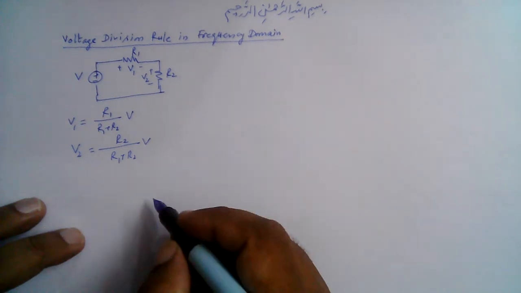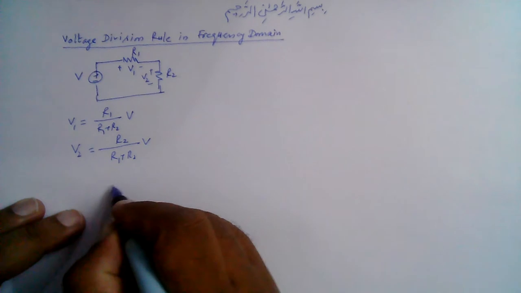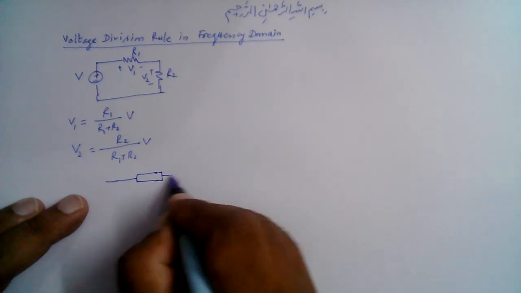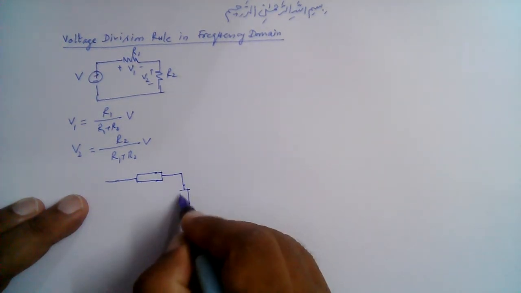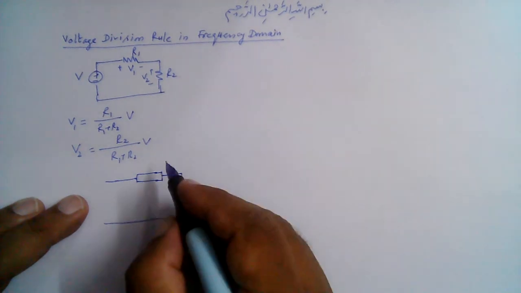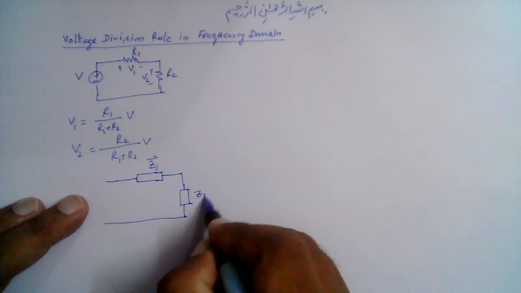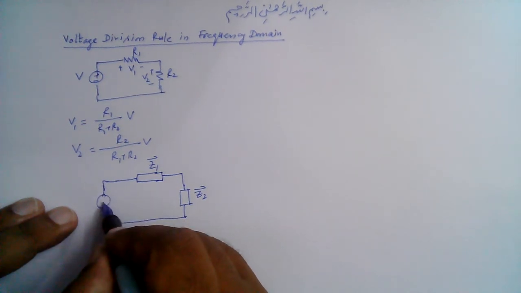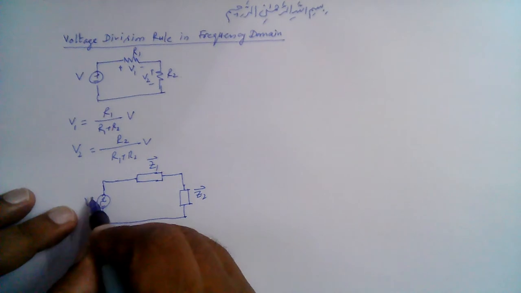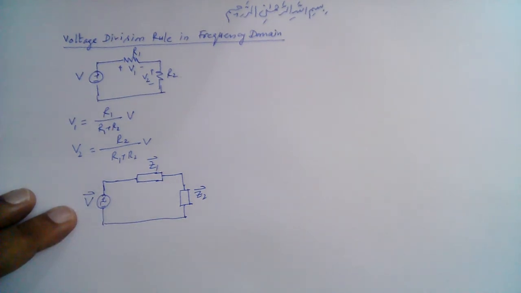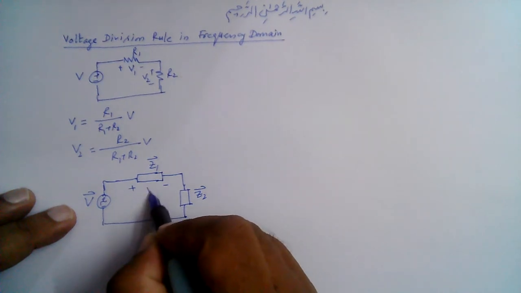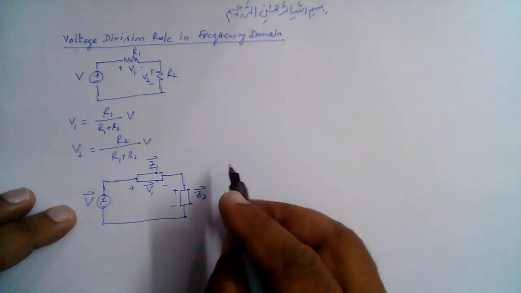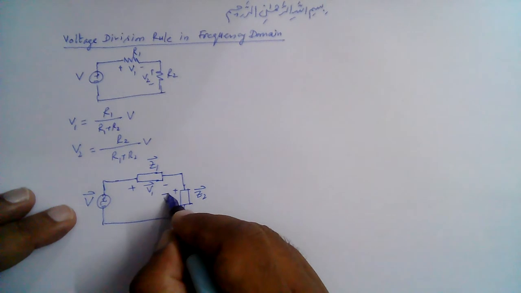So let's now consider impedances in an AC circuit. This is impedance Z1, for example. This is impedance Z2. Both are connected in series, and an AC source is connected here, right? And its phasor representation is, for example, V. So let's suppose the voltage across impedance Z1 is V1, and across impedance Z2 is V2, right?